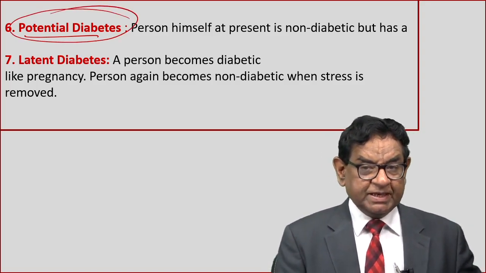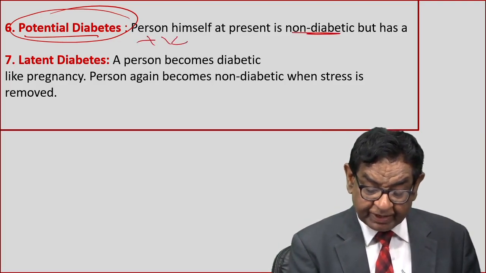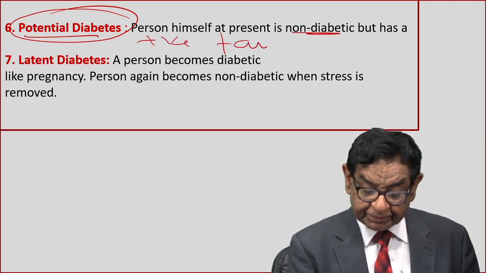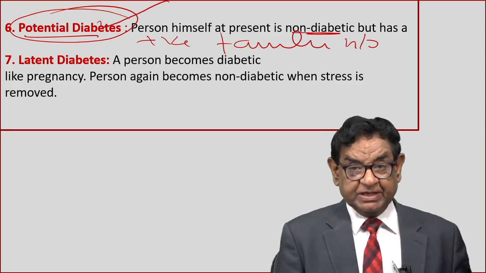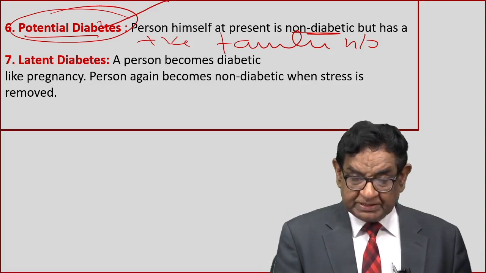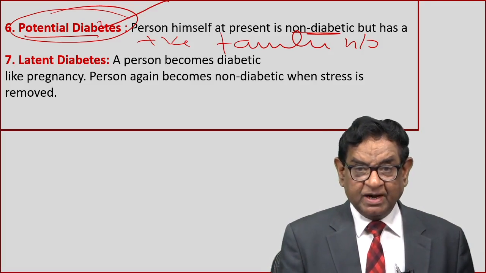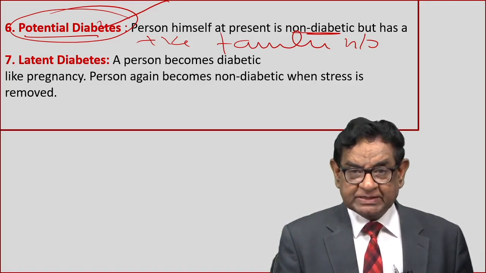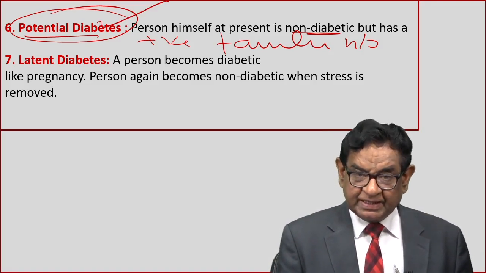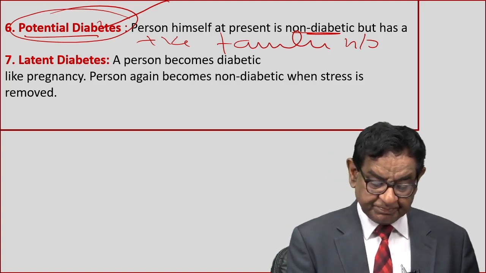That means the patient himself is non-diabetic but has a positive family history, and this patient we will call a case of potential diabetes. So I can say the other way around also, in potential diabetes the blood sugar will be normal, but that patient needs to be very guarded and supervised periodically, so that if he develops diabetes, it should be caught at a very early stage.